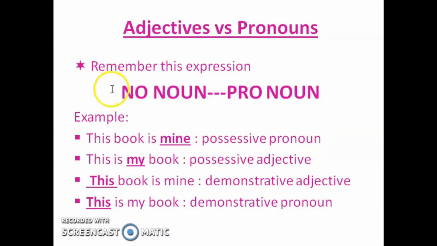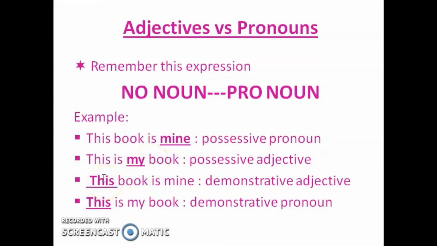So the little hint I'd like to give you is to remember this little expression: no noun, pronoun. If you look at sentence 1, "This book is mine." Mine is not followed by a noun, no noun, hence it is a pronoun. Sentence number 2, "This is my book." There is a noun in front of it, so it's not a pronoun. If it's not a pronoun, my becomes an adjective.